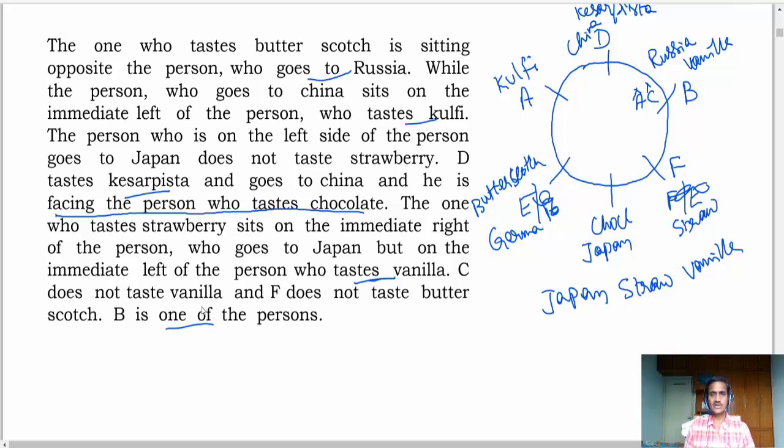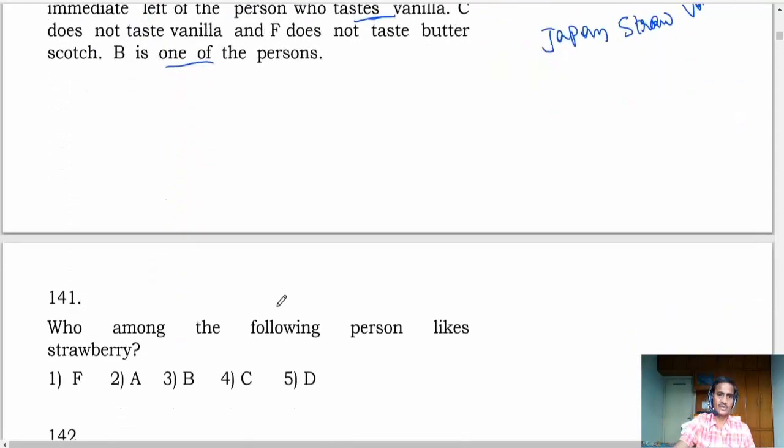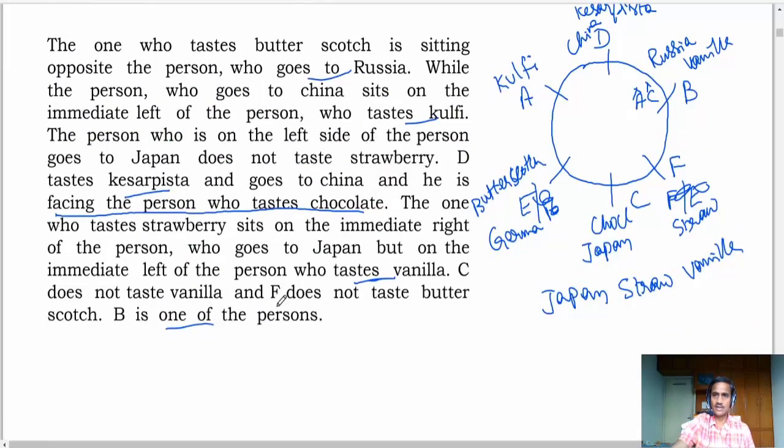C does not taste vanilla కాబట్టి A అయిపోయింది. Then who are the persons? Persons అందరూ అయిపోయారు కదా. A, B, and C cannot be here. C cannot be here. C must be here. Okay. Now what are the countries who have F does not taste, and C does not taste vanilla, and F does not taste butterscotch. F does not taste, and B is one of the persons. B is one of the persons. Then whatever this one, and A and F, what are the countries left for Japan?